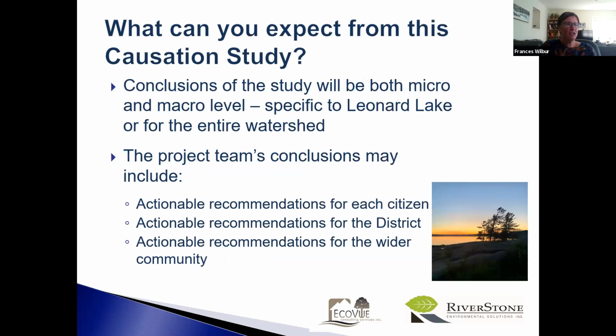And conclusions for this lake, for the causation study, will be both micro and macro level. So what we mean by that is that the conclusions will be actionable recommendations for each citizen on the lake, actionable recommendations for the district, and actionable recommendations for the wider community. As we said, this is one of 5 causation studies that are taking place at the same time. We anticipate that the recommendations will be watershed-based as well as very specific to each citizen on the lake.